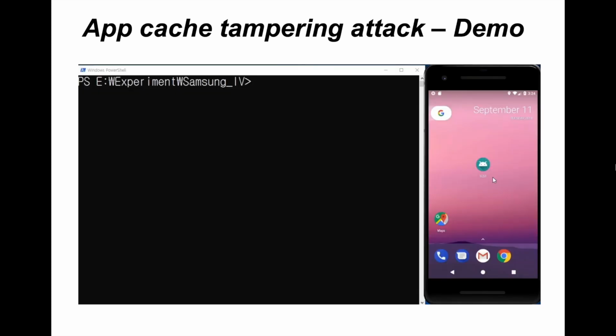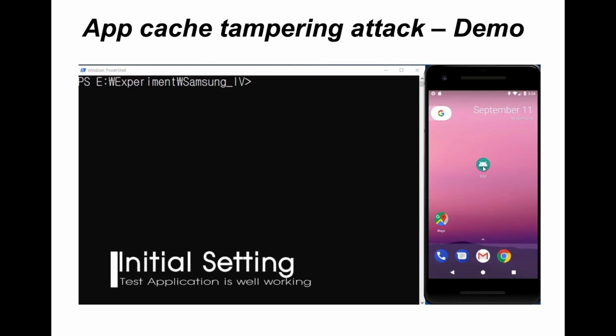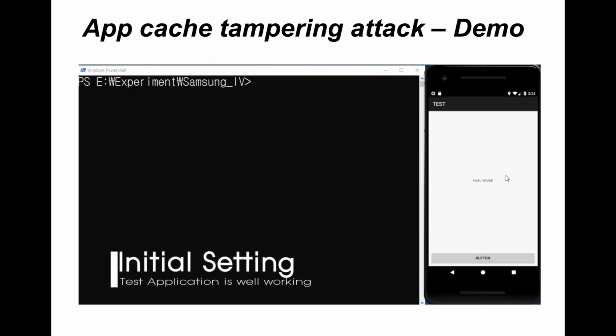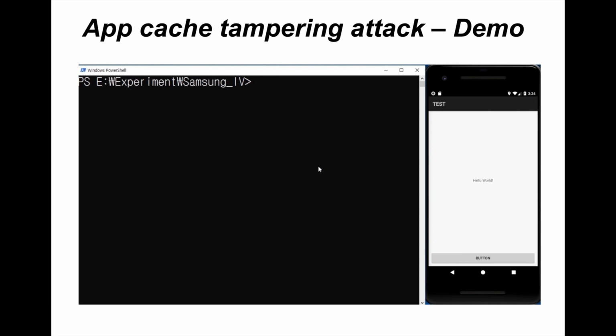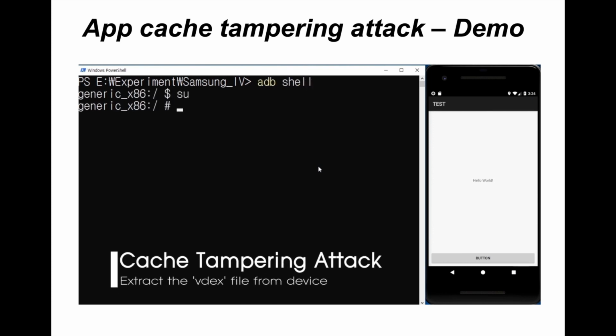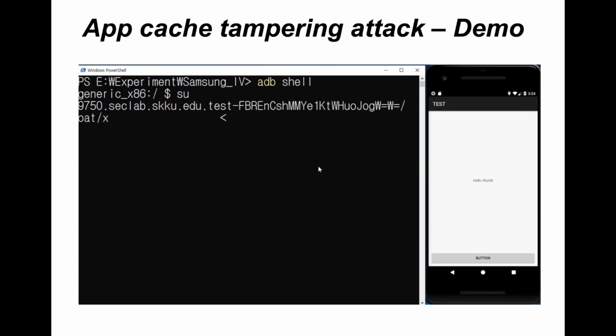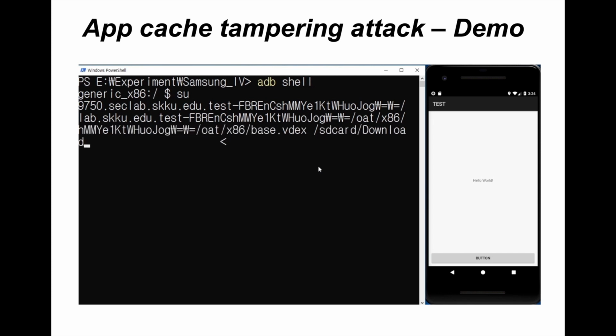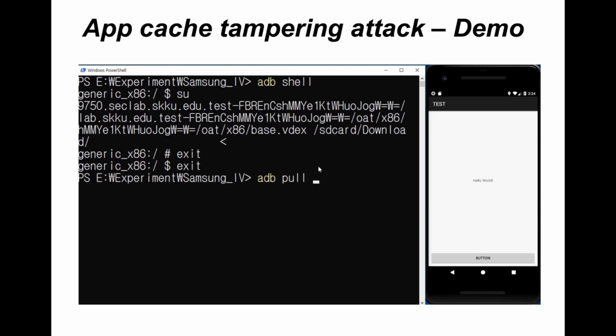This is an example of an app cache tampering attack. We implemented a simple application that shows the text "Hello World." To modify the app cache file, we access the device using the ADB tool, and then we copy the app cache file to the SD card. The path of the app cache file is positioned near the APK file. And then we extract the app cache file from the device.